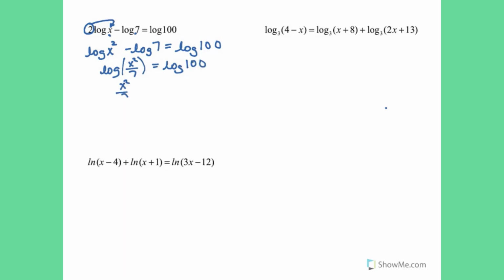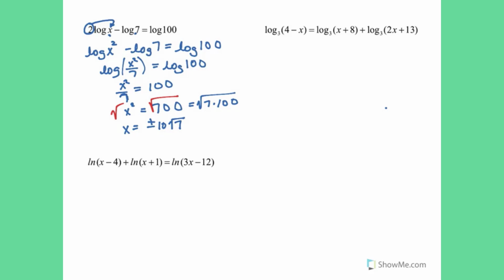Now we can use our property of equality, multiply both sides by 7, and 700 is not that pretty of a number. It's not a perfect square. So I'm just going to go ahead and take the square root. I'm going to remember plus or minus, and 700 is 7 times 100, so that's going to be 10 times the square root of 7.